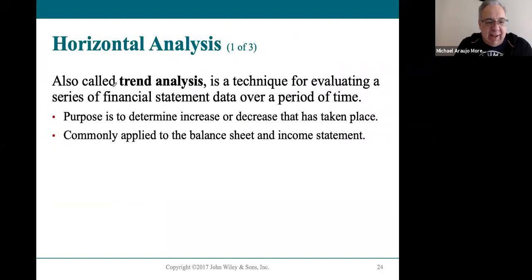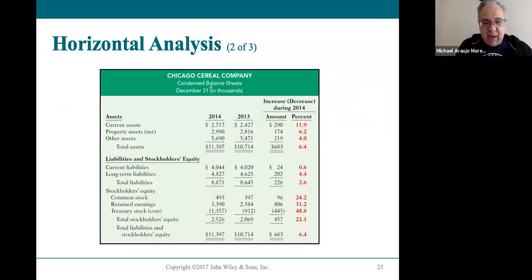So horizontal analysis looks at trends. We're looking at what we call trend analysis. We evaluate financial statement data over a period of time. And the reason we're looking at a period of time is we want to see and take note of what is increasing over time, what's decreasing over time. And we can do this to balance sheets and income statements. Okay. So it's really not that bad a thing to do.